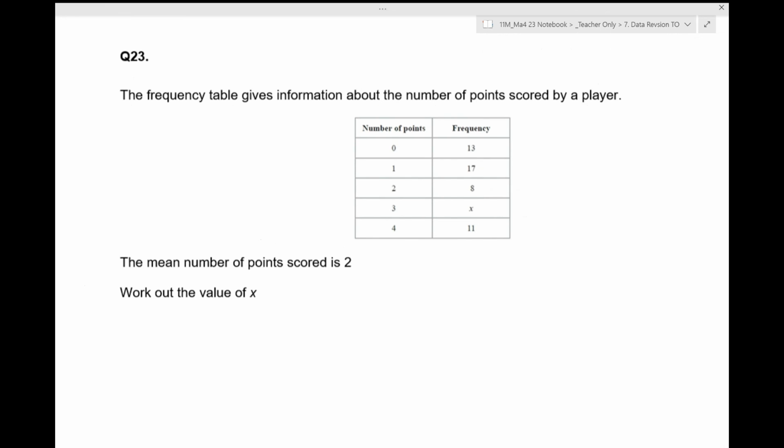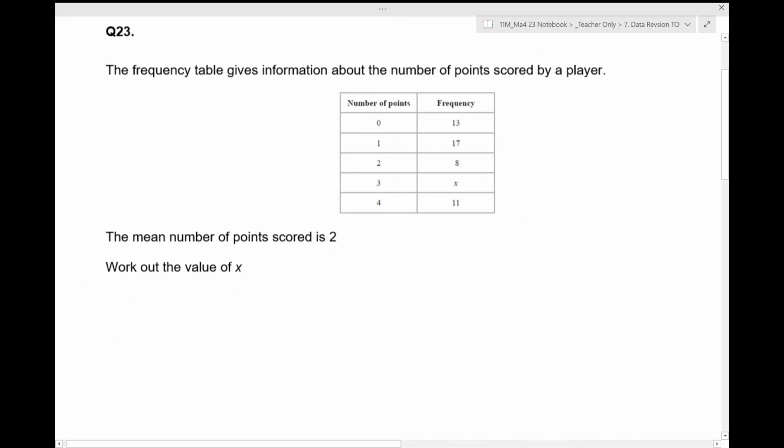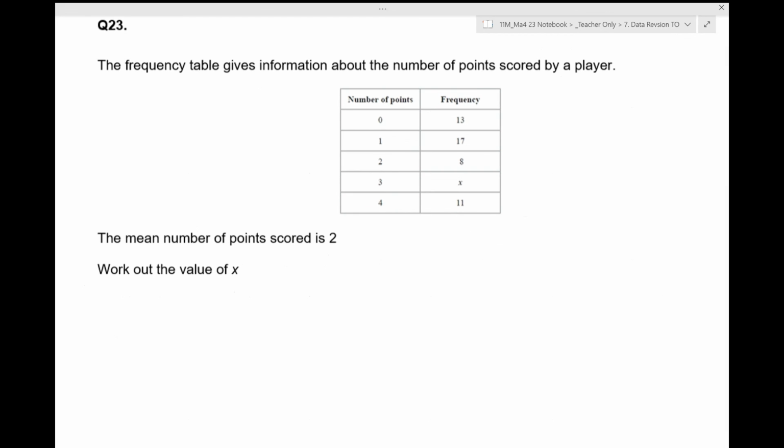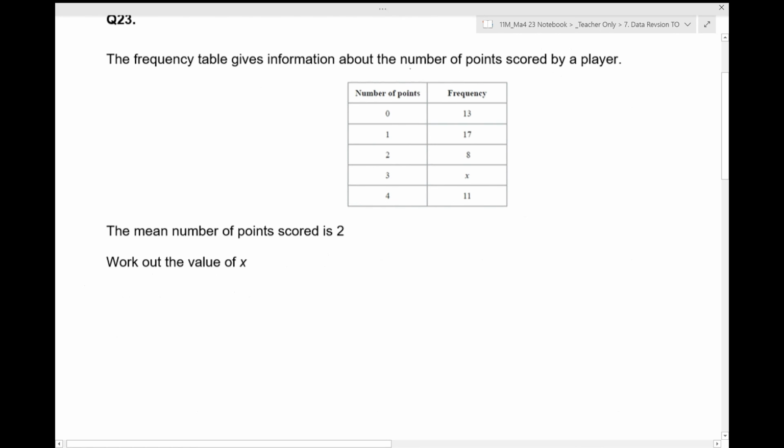Okay, so here is this question, which is a type of question we haven't covered yet in this film. We've got a frequency table with the information about the number of points scored by a player. I see sometimes they score 0 points, sometimes 1 point, and so on. The mean number of points scored is 2. Now I've got to work out the value of x. Now x is here in the table. X is the number of times that they scored 3 points.